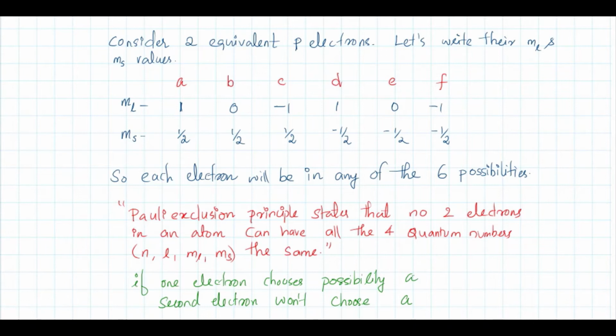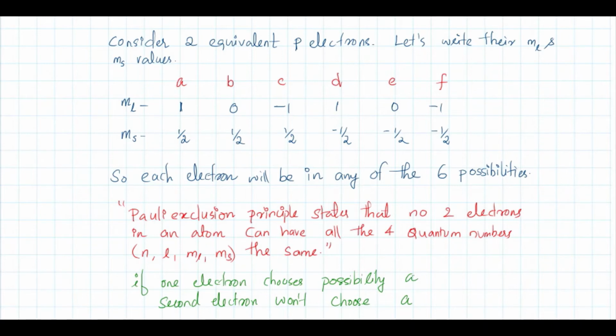So what are the possible spectroscopic terms if the electrons are equivalent? That is the question. So how can we find that? That we will discuss now. Consider two equivalent p electrons. Suppose you have two equivalent p electrons. Now let's write their possible ml and ms values.